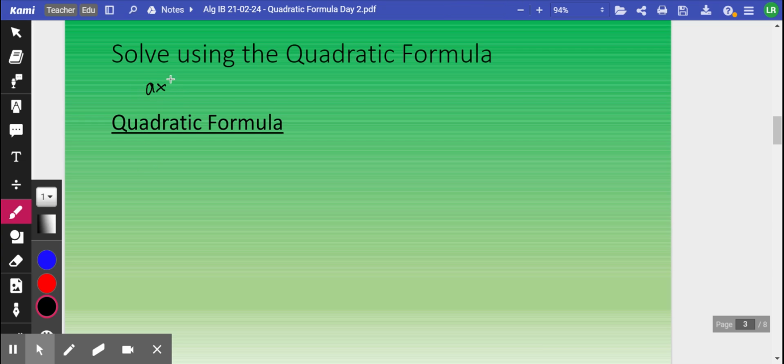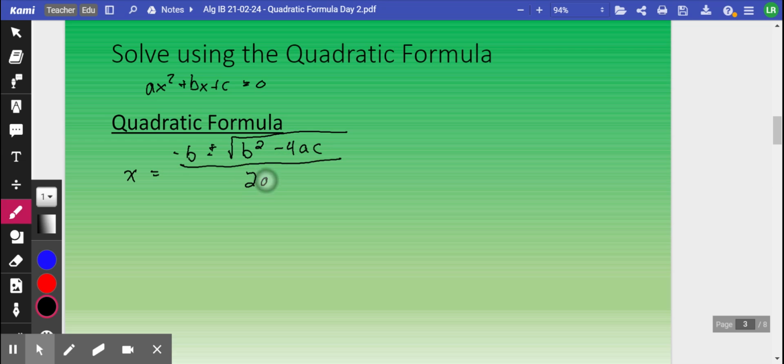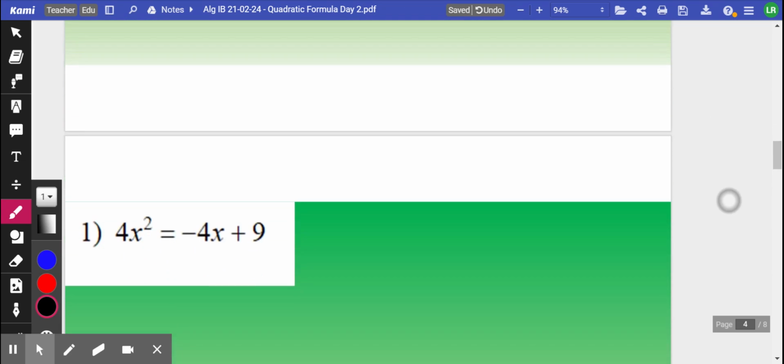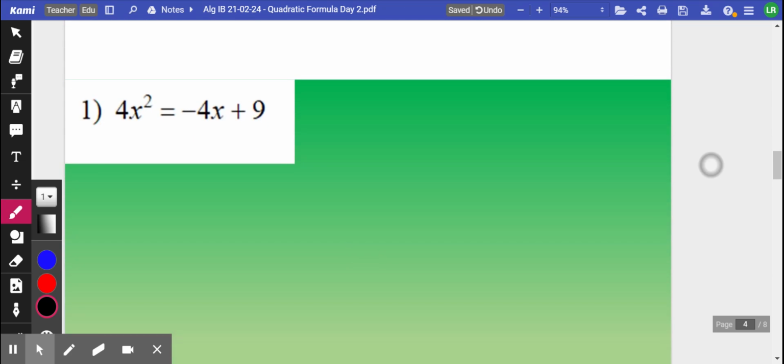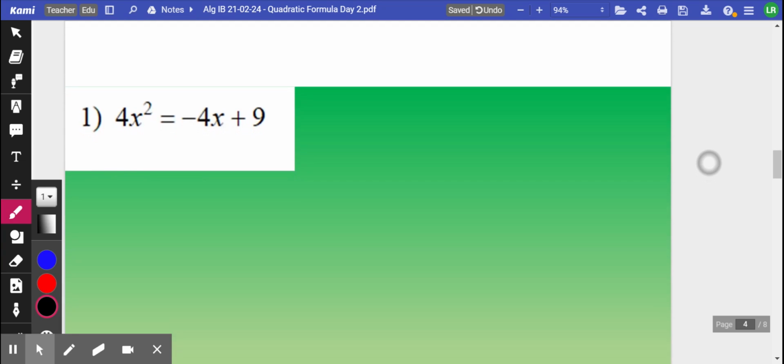From our form, ax squared plus bx plus c equals 0. Our answer for x is going to be negative b plus or minus the square root of b squared minus 4ac, and that whole thing is divided by 2a. All right. So let's go ahead and look at this first problem. I'll put the formula up here.